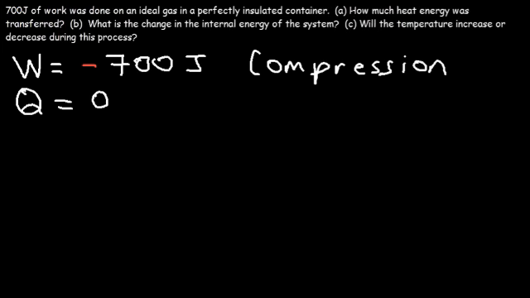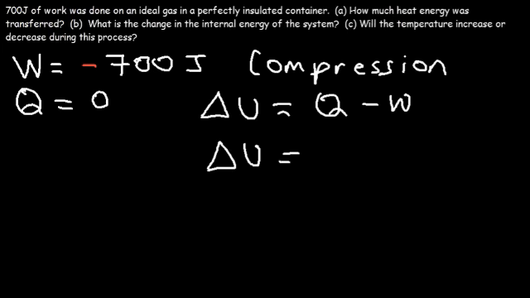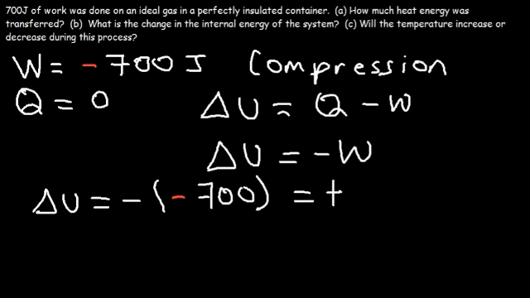Now what about part B? Well, delta U is equal to Q minus W. Since Q is 0 for an adiabatic process, delta U is negative W. And W is negative 700, which means delta U is equal to positive 700. So in an adiabatic process, the work performed on a gas goes directly to change its internal energy. So 700 joules of work was done on the gas. As a result, the internal energy went up by 700 joules.